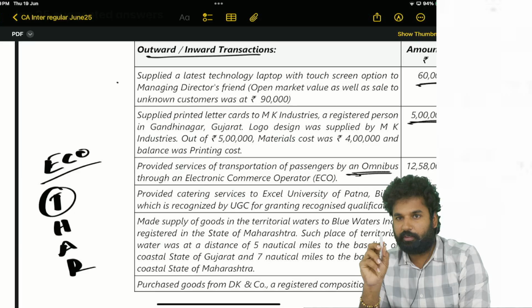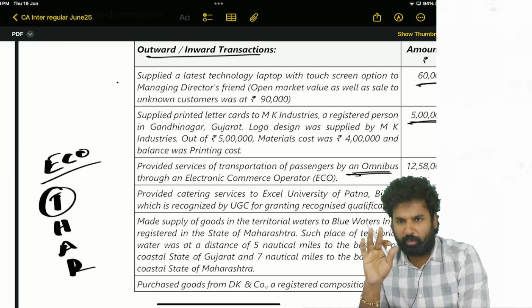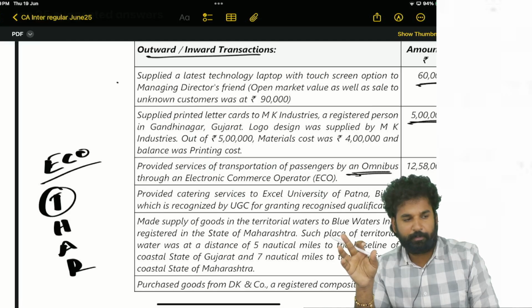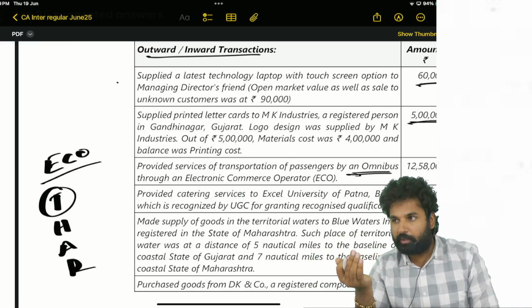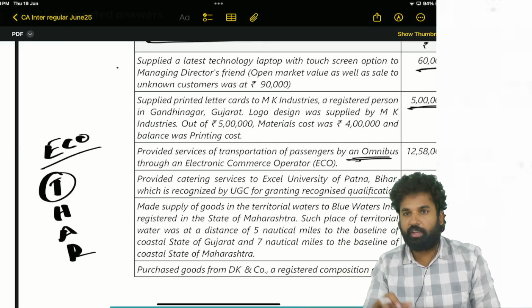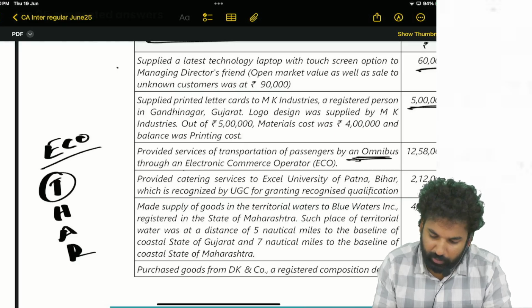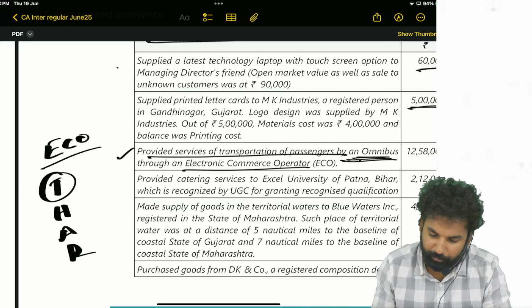In that omnibus is there, but omnibus is there whenever the operator of the bus is a company. Then in such cases, ECO is not required to pay TDS under 9.5. You remember that point. The second point will be there, transportation of passengers through omnibus, and that too whenever the bus operator is a company, then in such cases ECO has not to pay tax. Who has to pay tax? The company itself has to pay tax. So here, omnibus through electronic commerce operator provided service of transportation of passengers by an omnibus. Okay, that we have to see.